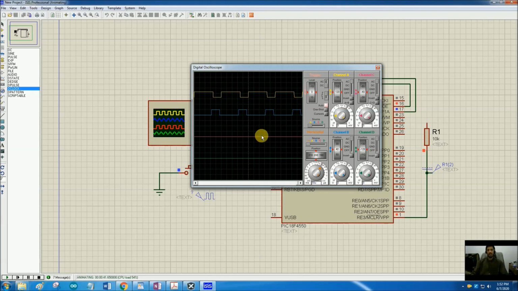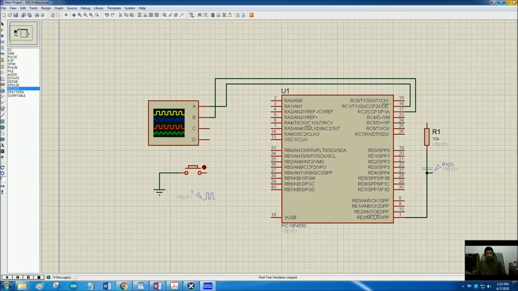So it is this simple to generate two PWMs, or one PWM, with a very precise time period and a very precise duty cycle using a timer in conjunction with the CCP module. That's it for today's lecture.